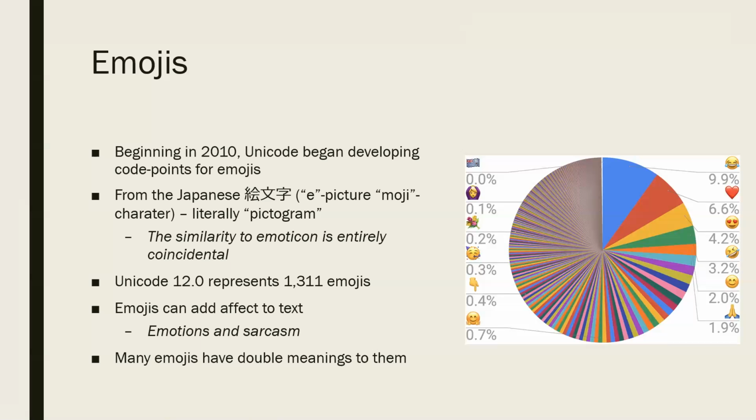So think, for example, about how you would express something emotionally or express something sarcastically. An emoji or some kind of representation like that would be very critical in getting your meaning across. And there are many emojis that have been developed that have double meanings to them. So that kind of further shows interesting processes of linguistic development over time.